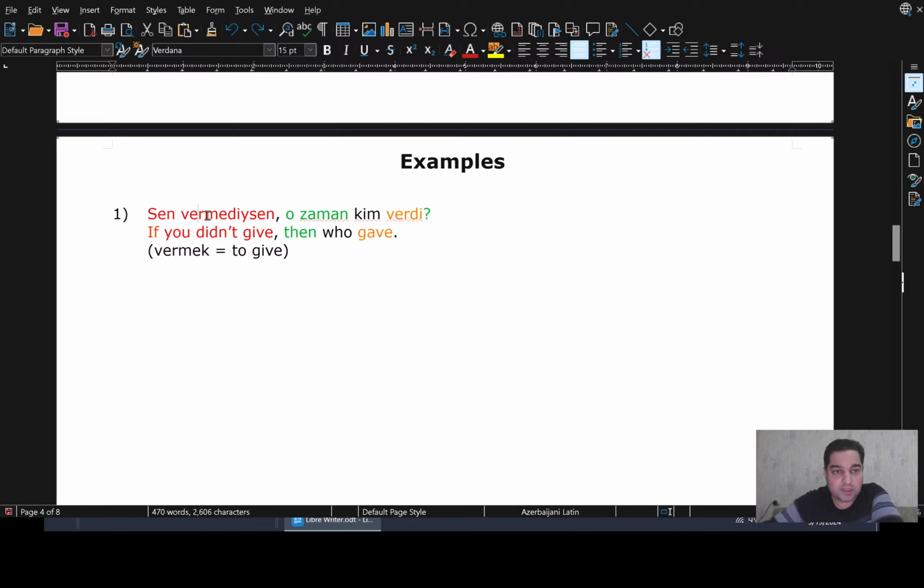Okay, so this is, you see, negative, right? If you have not given it, or if it's not you who gave ice cream to the child, then who is it? Okay, then who did?